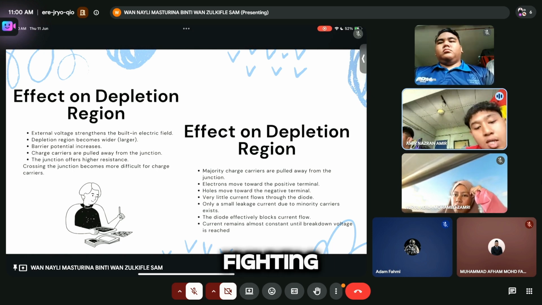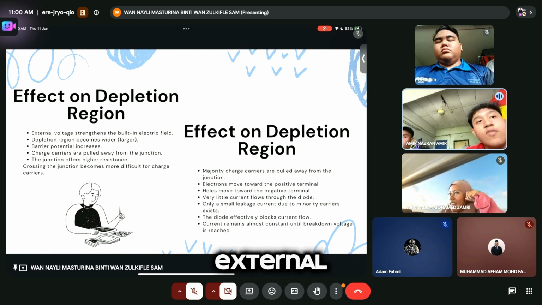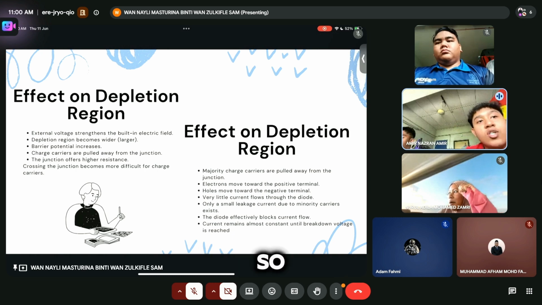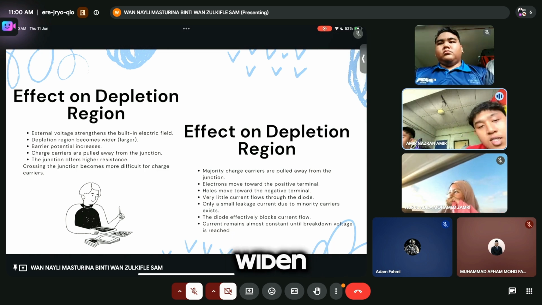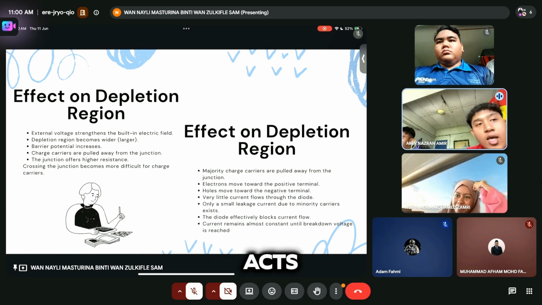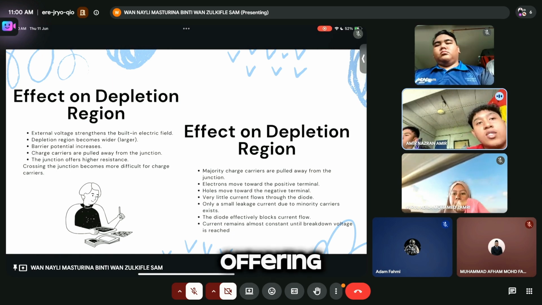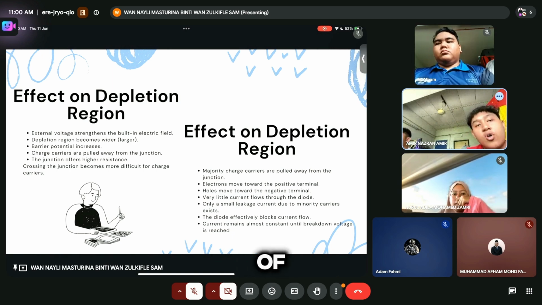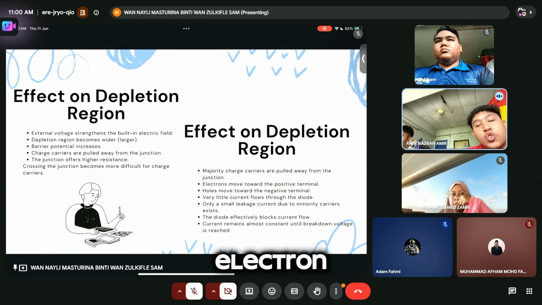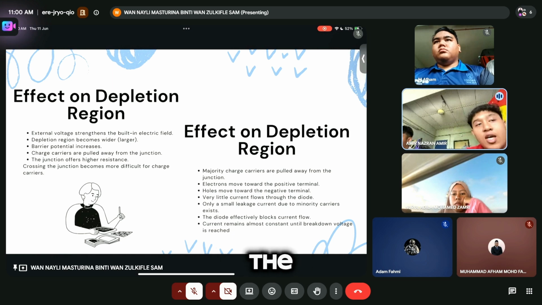So instead of fighting the internal electric field, the external voltage actually strengthens it. This causes the depletion region to widen significantly, raising the internal barrier potential. The junction now acts like a massive wall, offering high resistance. Instead of crossing over the barrier, the majority charge carriers are pulled away from the junction. Electrons rush toward the positive and the holes toward the negative terminal. Because of this, the diode effectively blocks the current from flowing.